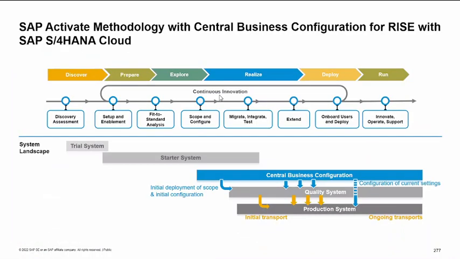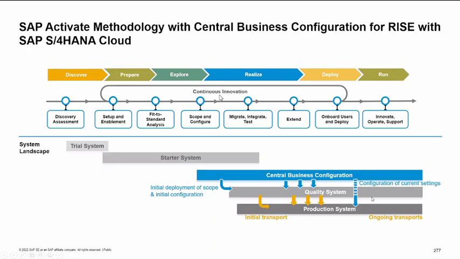Okay, so the main changes will be, you will not use the Manage Your Solution app, and you will have the configuration in this system, and then you will have the initial deployment of the scope and the initial configuration made in the CBC, transported to the system, and then in the same way as described before in the productive system. Okay, and then you will have, let's say, an instance not in between, but before. Okay, this is the main change.